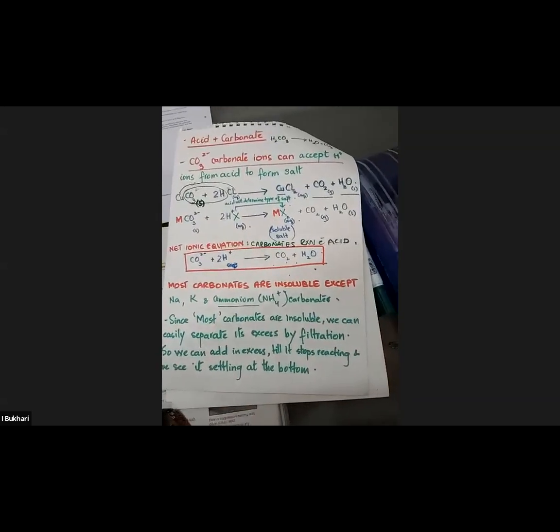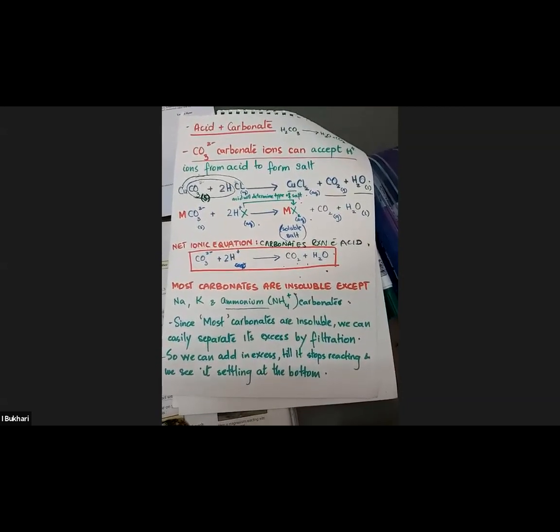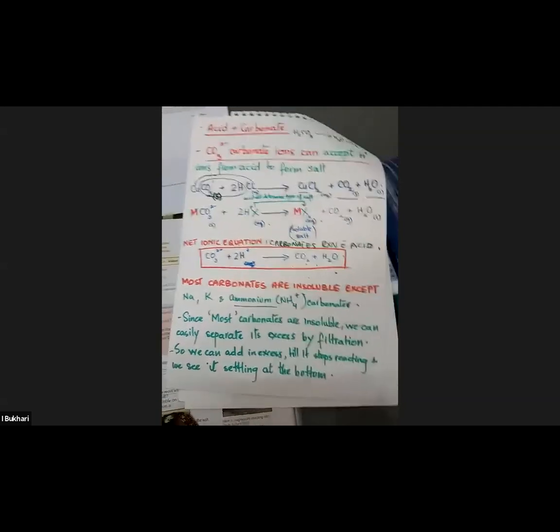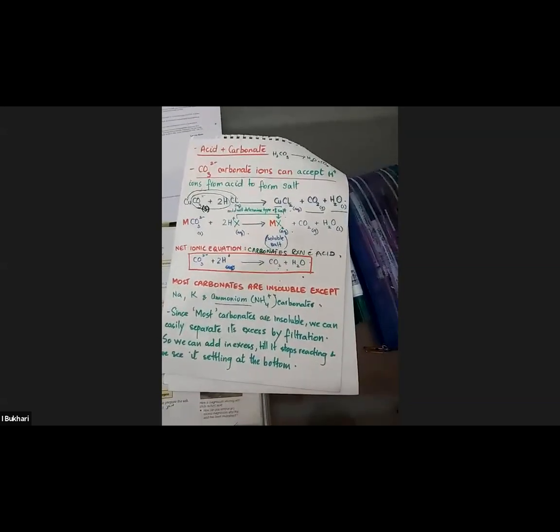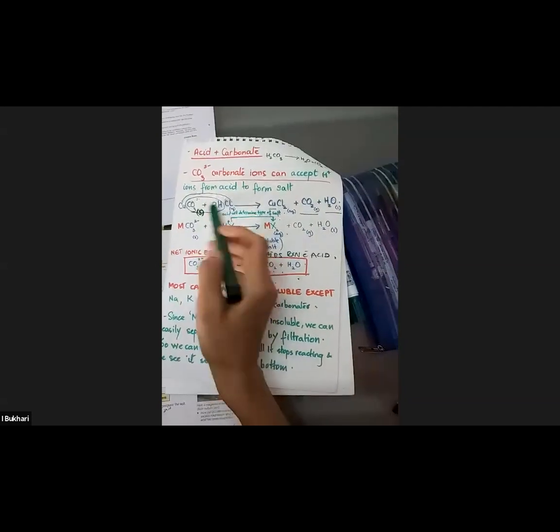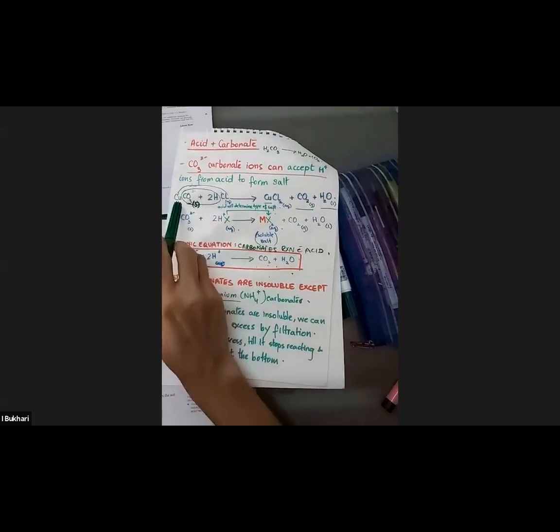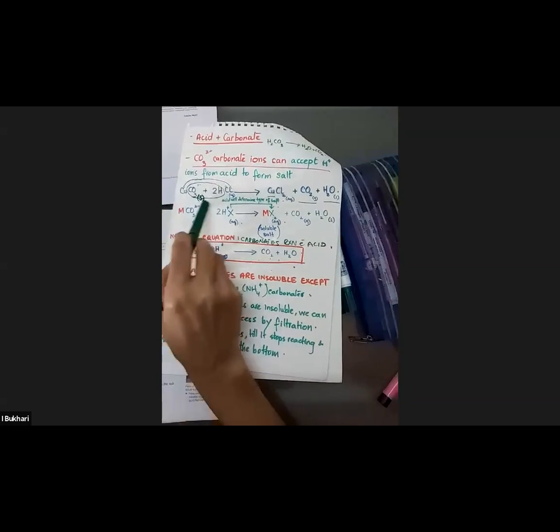If I would add excess, would you see it settling at the bottom? Because it's soluble, it will dissolve. Would you see it settling at the bottom? It's soluble, right? It will dissolve. Yeah, no, you won't be able to see it. And then how would you know that all the acid has reacted? Even if there's no reaction going on, it won't settle at the bottom because it is soluble. And that would be a problem.